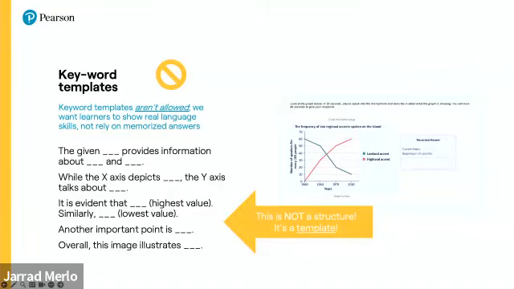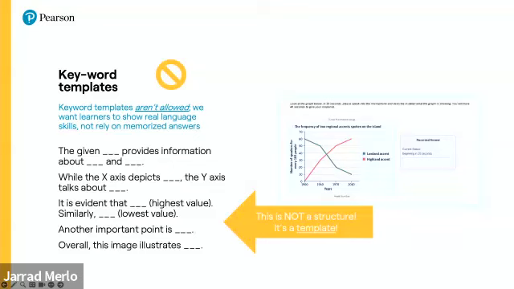Now, this brings me to things that are definitely unacceptable. Okay, this is the first one. Let's call a spade a spade. Let's call this what it is. This is not a structure. This is a template. Okay, these are not allowed. Again, every single response is being double checked by a human and the machine. This is a memorized response.